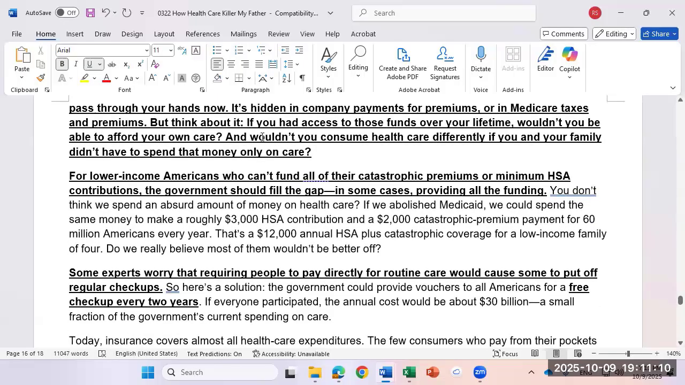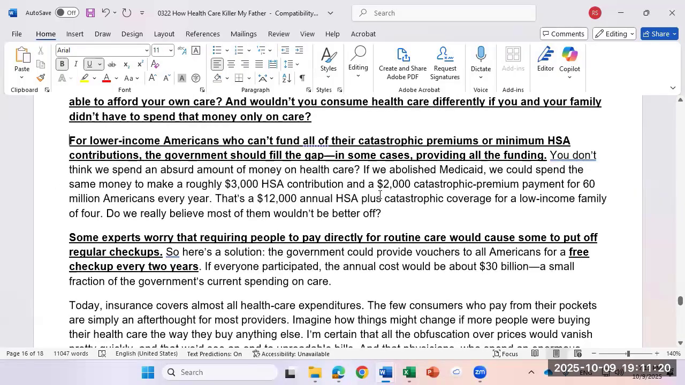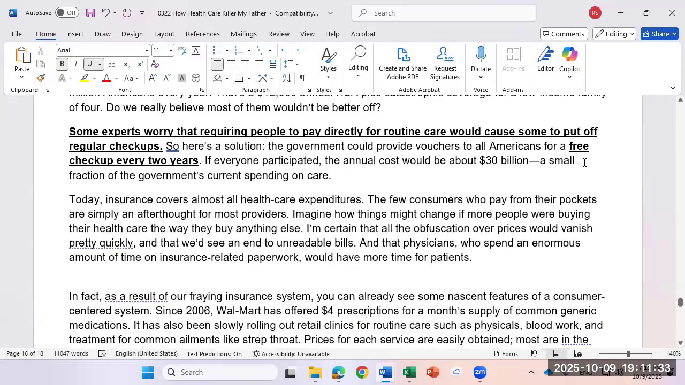So he asked, wouldn't you consume healthcare differently if that money was handed to you and you decide how to spend it? What about lower income Americans? You have some kind of government plan to fill the gap. That's always going to be the case. Lower income people can't put $5,000 into an HSA. Okay, so you're always going to have some kind of government provided program. Requiring people to pay directly for routine care will cause some to put off checkups.